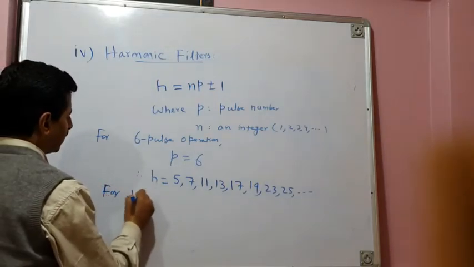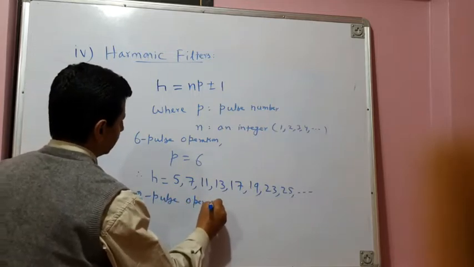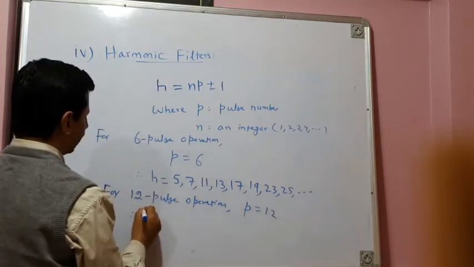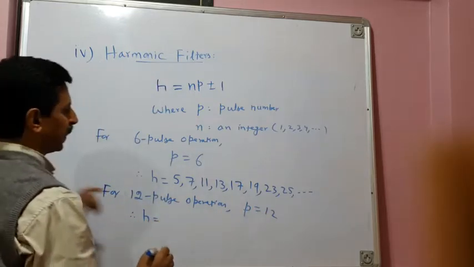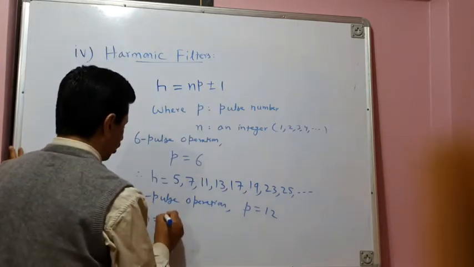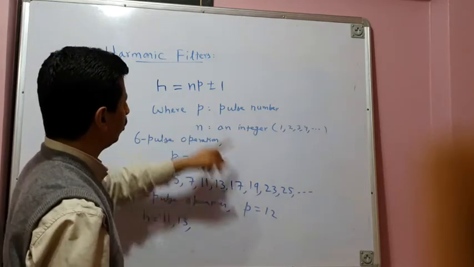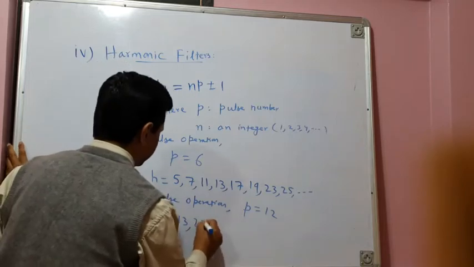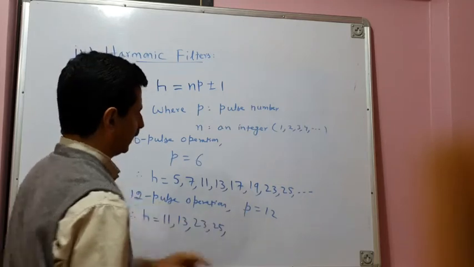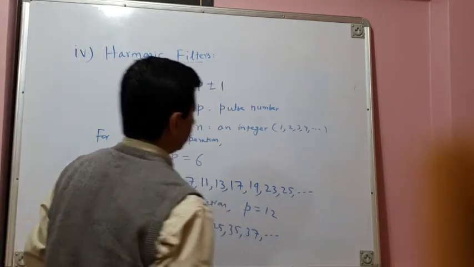For 12-pulse operation, that is, if you are using a 12-pulse converter, the pulse number is 12. So therefore, what is the harmonic order in the line currents? 12 minus 1 is 11, 12 plus 1 is 13. So the most predominant harmonic will be the 11th, followed by the 13th. For N equal to 2, 2 twelves are 24, so it will be 23 and 25. For N equal to 3, 3 twelves are 36, so it will be 35, 37, and so on.